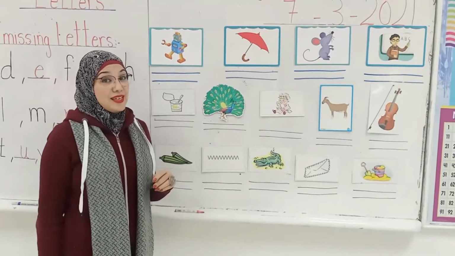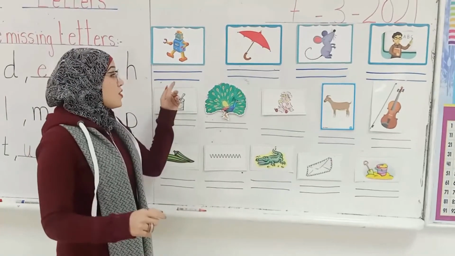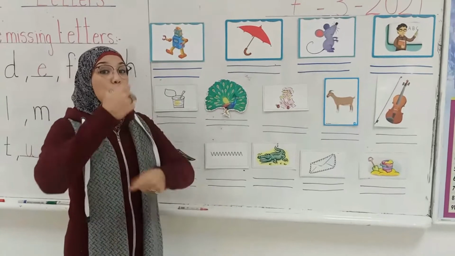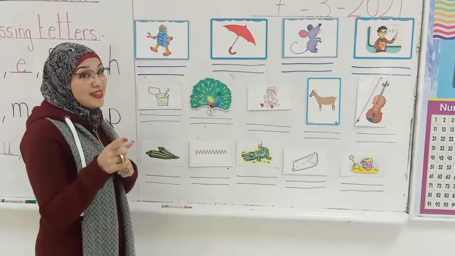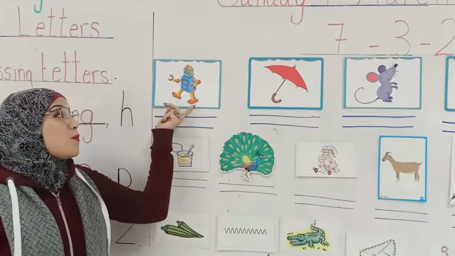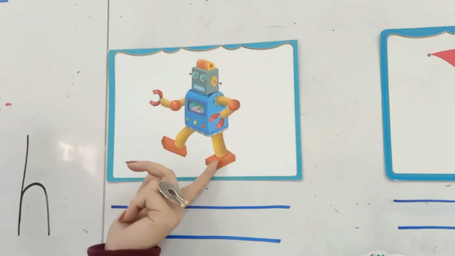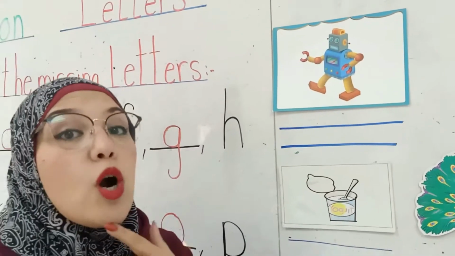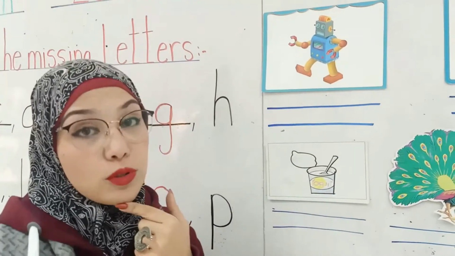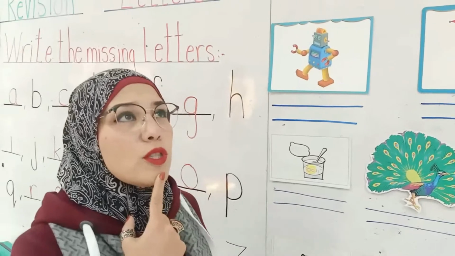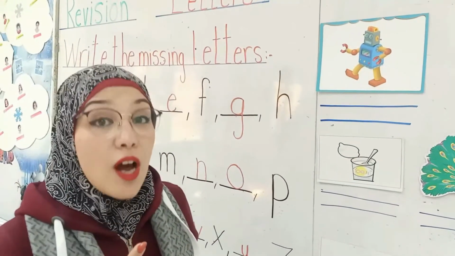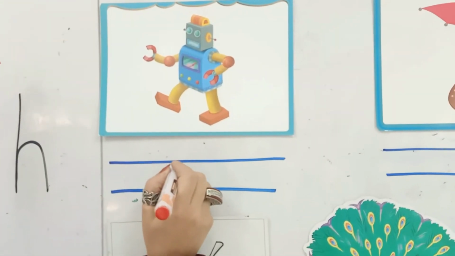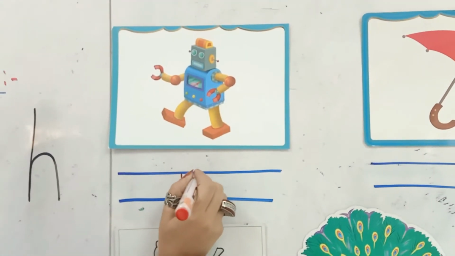Our third game is to write the letters of the beginning sound. Are you ready to play with me? What is this, KG1? Super! Robot. Robot starts with letter R. R is for robot.